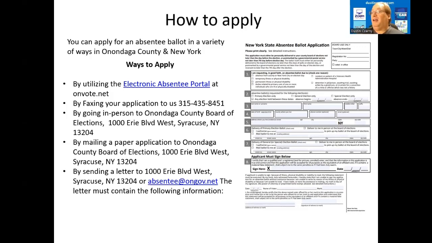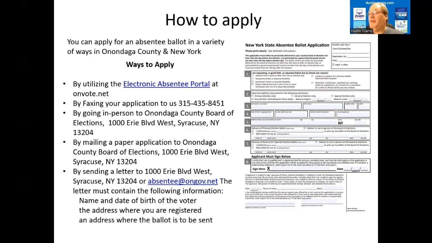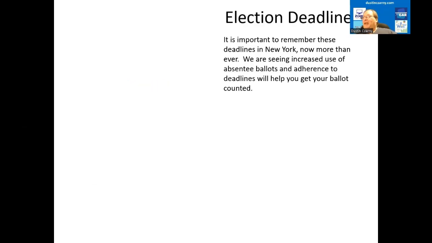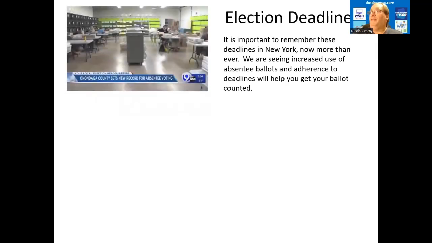You can also send us a letter to 1000 Erie Boulevard West, Syracuse, New York, 13204, or email absentee@ongov.net. The letter must contain the following information: name and date of birth of the voter, the address where you're registered, and an address where the ballot is to be sent. Election deadlines: it is important to remember these deadlines in New York now more than ever. We are seeing an increased use of absentee ballots, and adherence to deadlines will help you get your ballot counted.